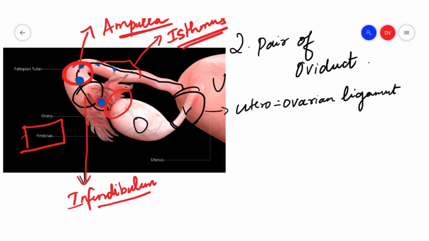So this is about the fallopian tube. Infundibulum, ampulla, isthmus. The infundibulum is the funnel-shaped structure which has finger-like projections called fimbriae, which hold the ovaries. And which is the site for fertilization? The ampulla, which is the very wider portion, where fertilization happens. After fertilization, the zygote develops into a structure called a blastocyst that gets implanted in the uterine wall. Alright guys, shall we next look at the uterus?